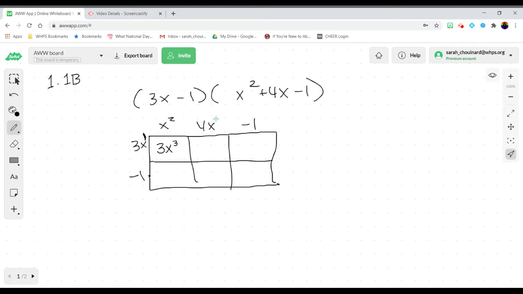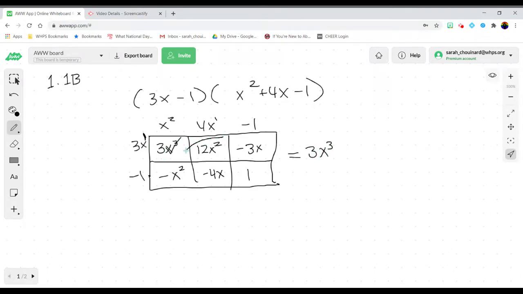Then 3x and 4x give me 12x squared, 1 plus 1. 3x times negative 1 is negative 3x. x squared times negative 1 is negative x squared. 4x times negative 1 is negative 4x. And a negative 1 times a negative 1 is a positive 1. So for me, I kind of like to combine my like terms just in the box. So my final answer is 3x cubed.